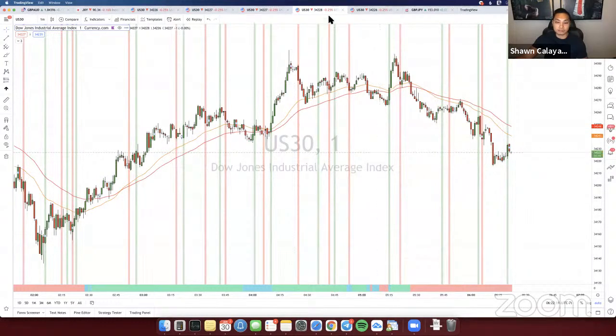We just need that confirmation on the fundamental side to actually take the trade. So let me go ahead and open this right here. I think everything looks pretty solid for the most part.